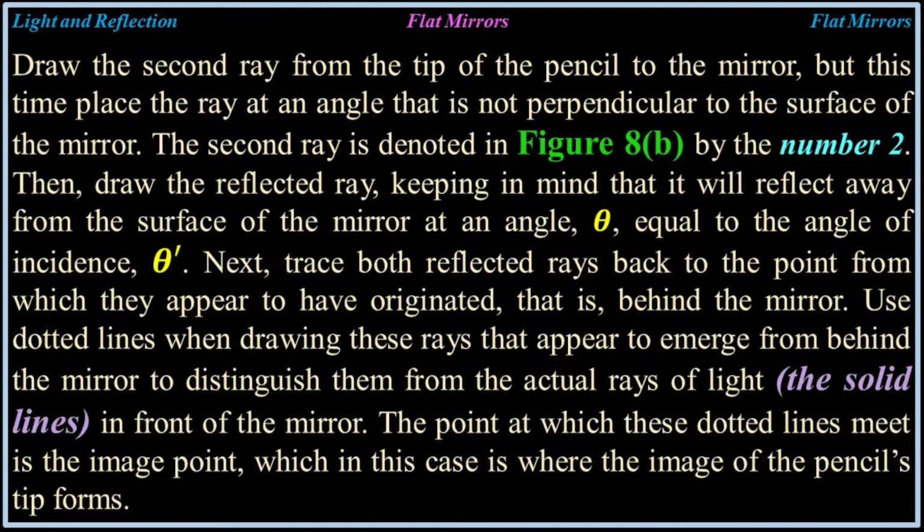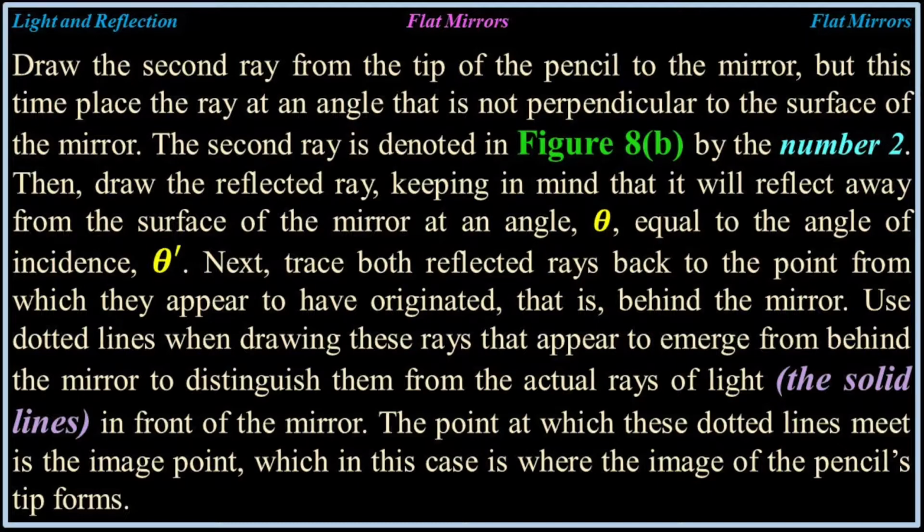Draw the second ray from the tip of the pencil to the mirror, but this time place the ray at an angle that is not perpendicular to the surface of the mirror. The second ray is denoted in figure 8b by the number 2. Then draw the reflected ray, keeping in mind that it will reflect away from the surface of the mirror at an angle theta equal to the angle of incidence theta prime.